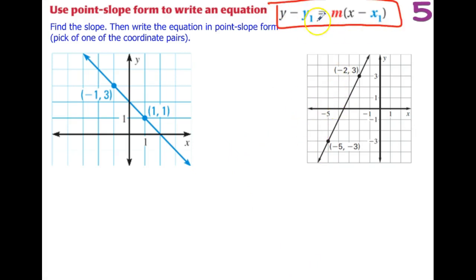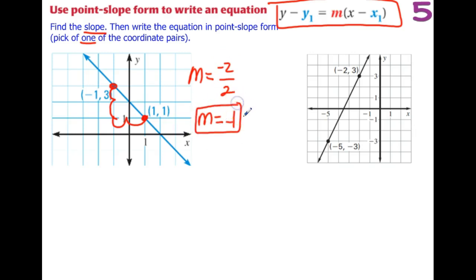We're given the graph, though, we need to write the equation. It says, find the slope. Well, we can do that. We can either use our slope formula, or just count. I'd rather just count. Then write the equation in point slope form. Pick one of the coordinate pairs. So first, my slope, rise over run, I'm really going down, -1, -2, and over 1, 2. So 2 over 2 is just 1, so our slope is really a -1.